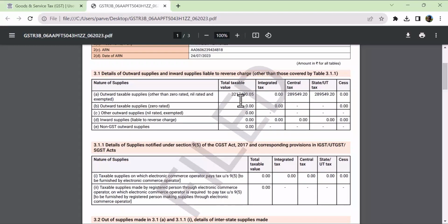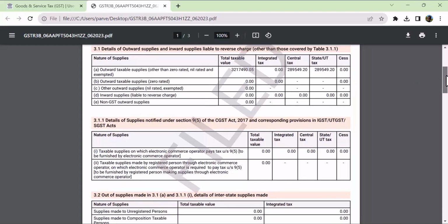So the tax payable value is 32,17,490, which is the sale during the quarter. And this is the amount of tax which the assessee has recovered from its customers, which is 2,89,549 for CGST, and SGST is 2,89,000. So the first section gives you the detail of sales which the assessee has made, total sales, and the amount of CGST and SGST which they have collected. So these are all the sales which they have made in the state of Haryana.